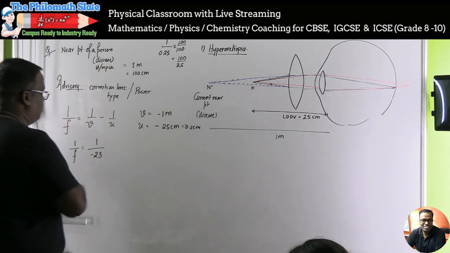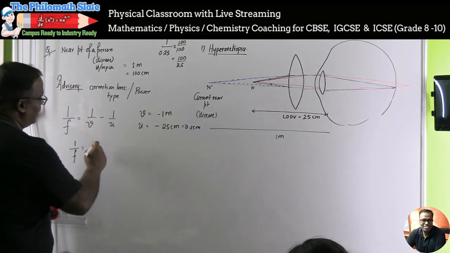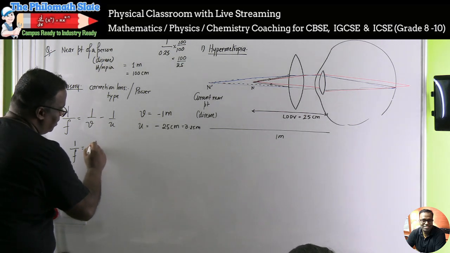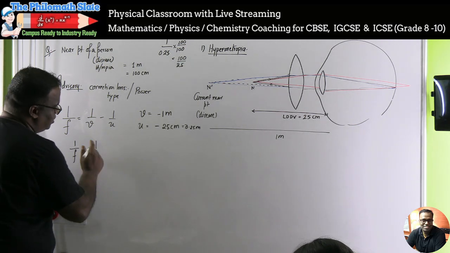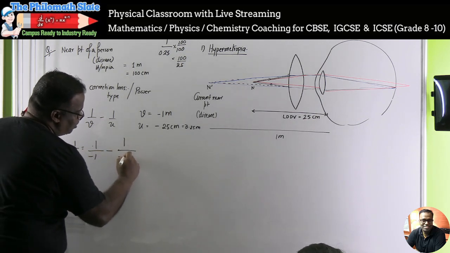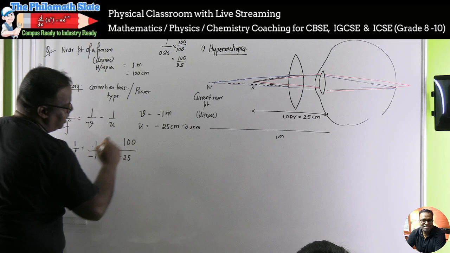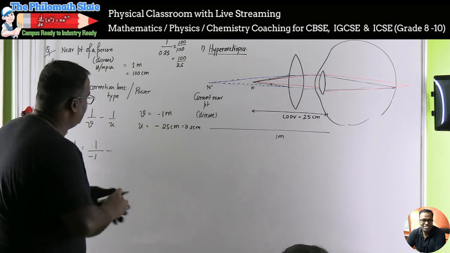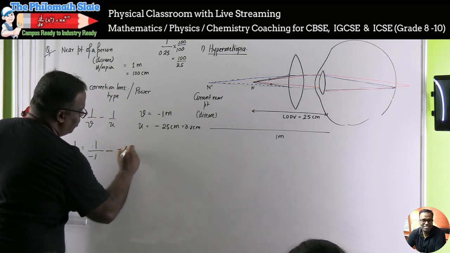V is negative. Oh, sorry. I took it the other way. V is negative 1. Yeah, sorry. So 1 upon negative 1 means negative 1. Let's do 1 upon negative 1 minus 1 upon negative 25. So if it's 25, this becomes 100. So if it's 125, ultimately it becomes negative 4.